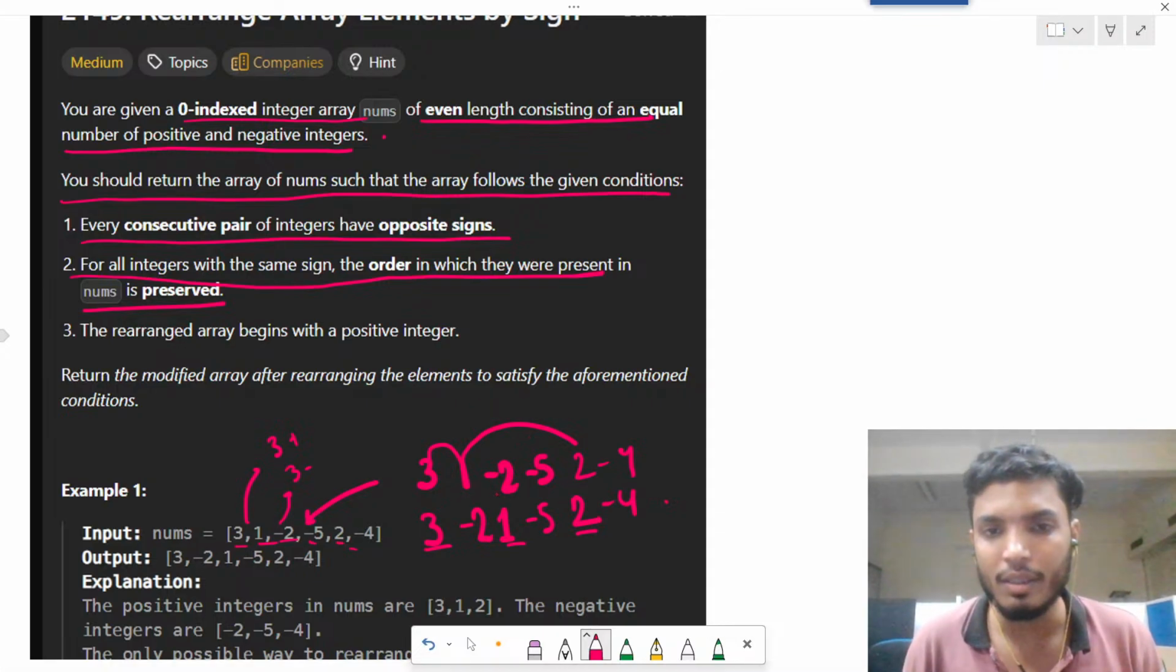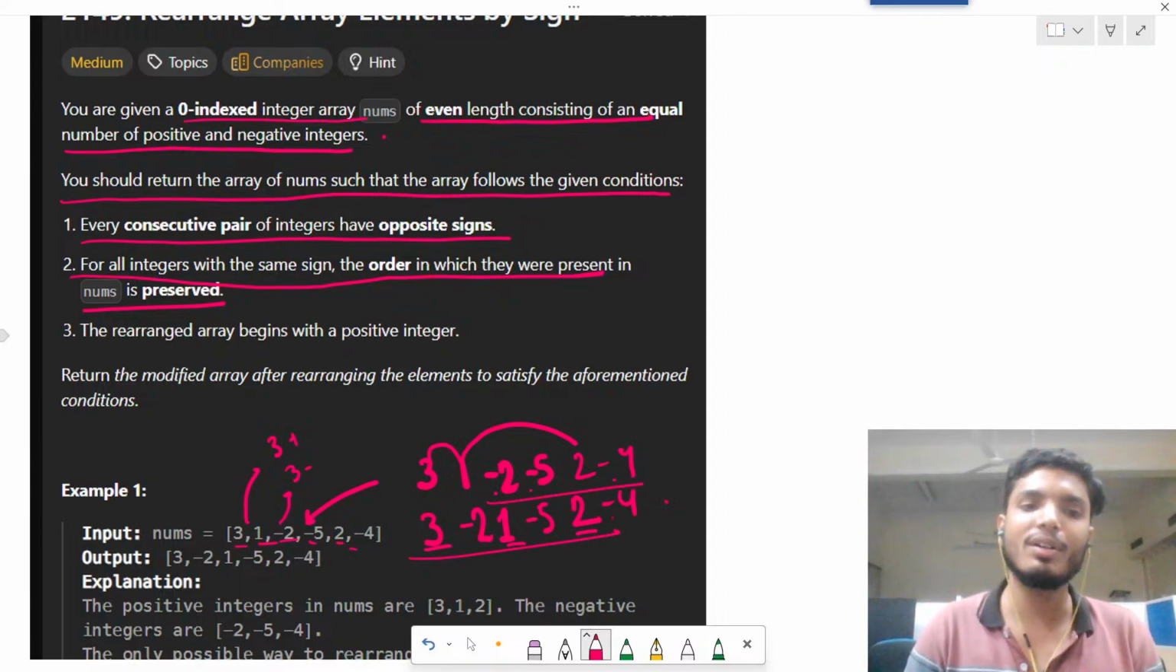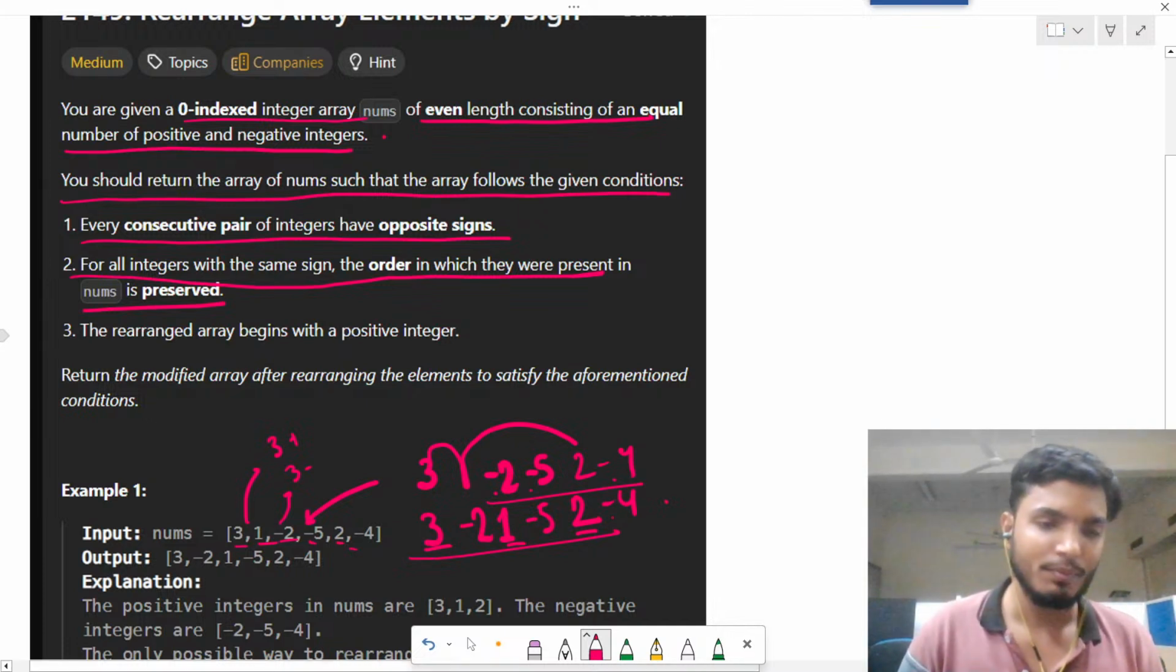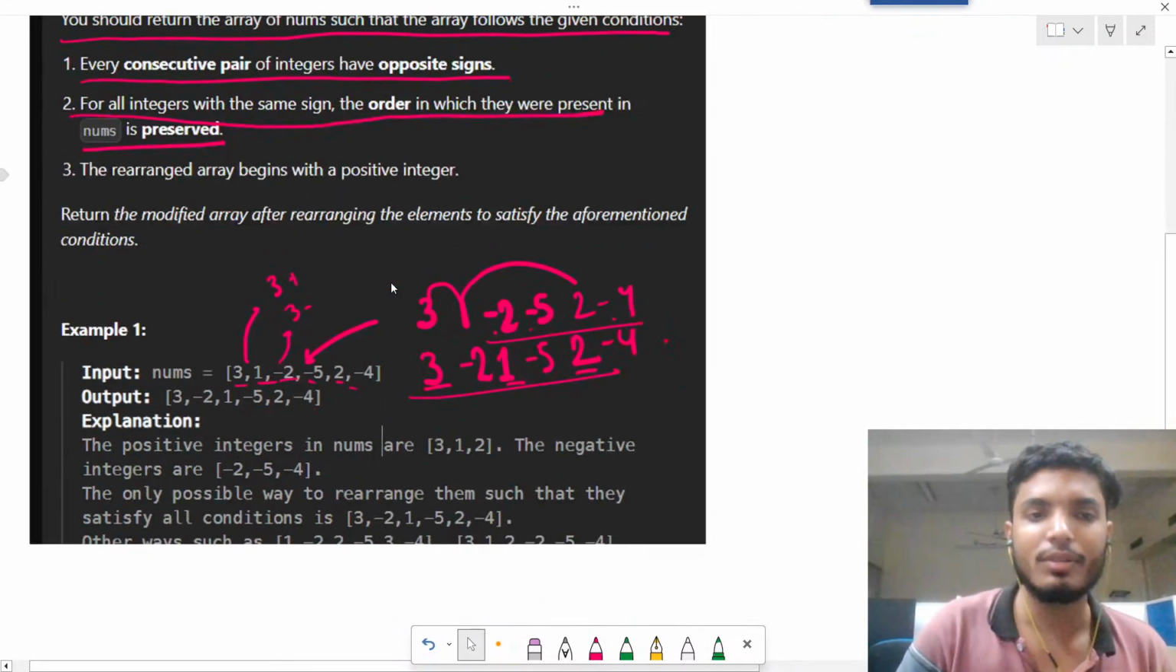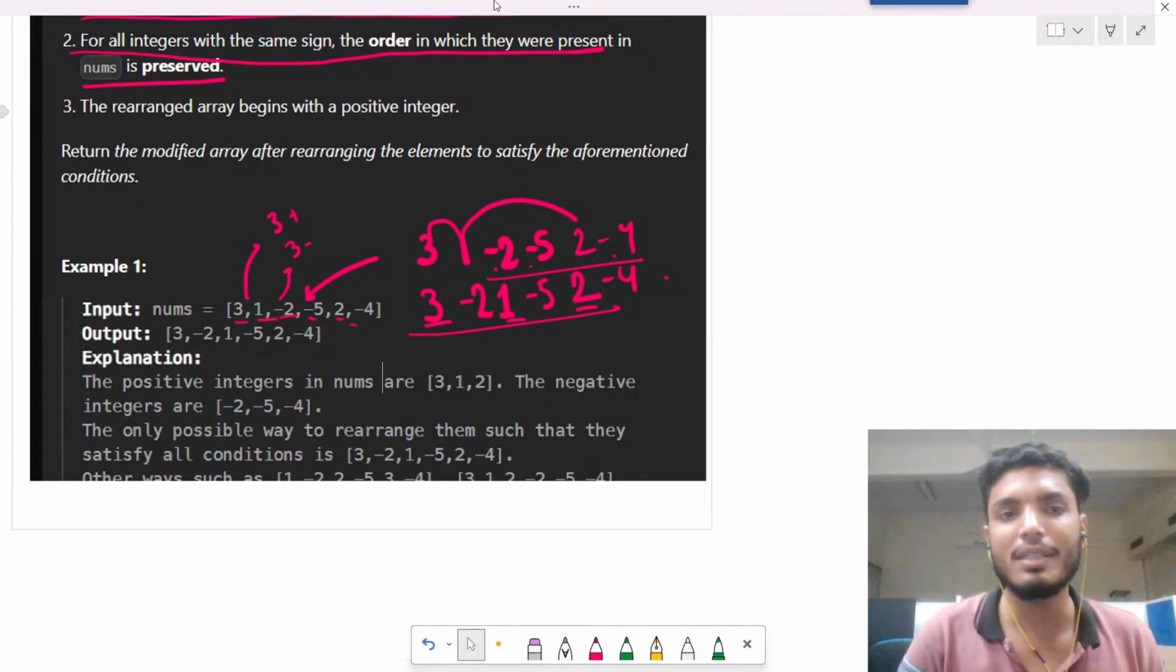So here the negative numbers are minus 2, minus 5 and minus 4. So for all the negative numbers, the order will be preserved. For all the positive numbers, the order will be preserved. Okay, so this is what we have to do. It is a simple thing.